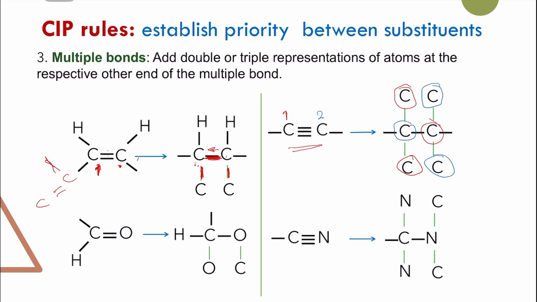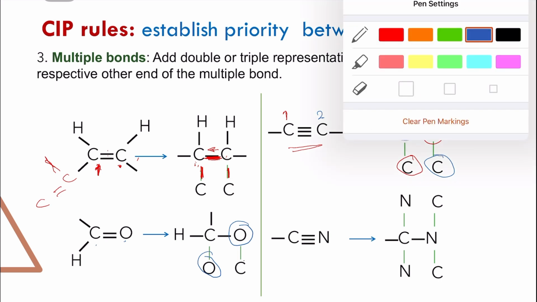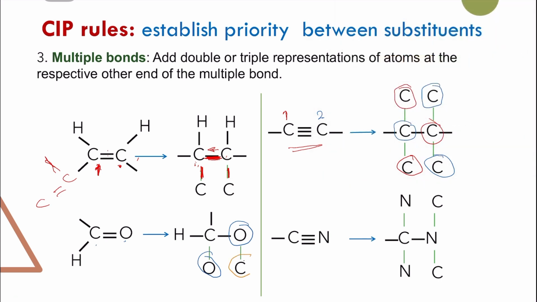What if I have something like C double bond O? If I have something like C double bond O, then I also will consider like this carbon is attached to oxygen. So the carbon here is attached to this oxygen and that one, and the oxygen as if it's attached to two carbons. So attachment of the oxygen will be this carbon and that carbon. Now I would look at the first point of difference.